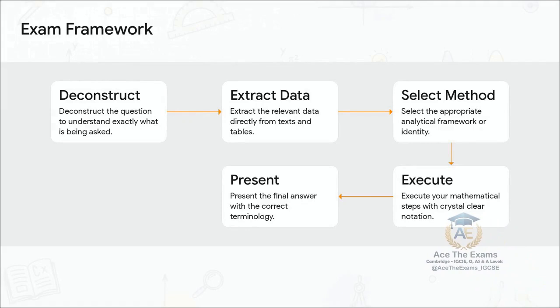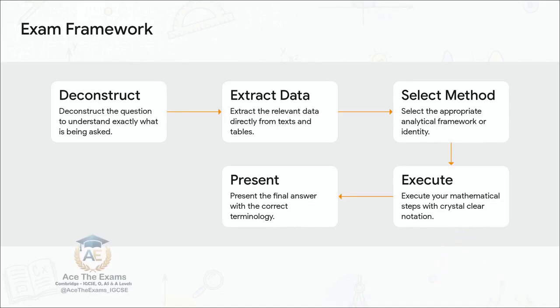First, deconstruct the exact command words in the question. Second, extract the relevant data. Third, select your analytical framework, like choosing the right trigonometric identity. Fourth, execute your steps with crystal clear notation. And finally, present the answer with the correct terminology. Following this exact sequence guarantees you hit all those strict presentation conventions examiners are desperately looking for. It's literally the blueprint for success.